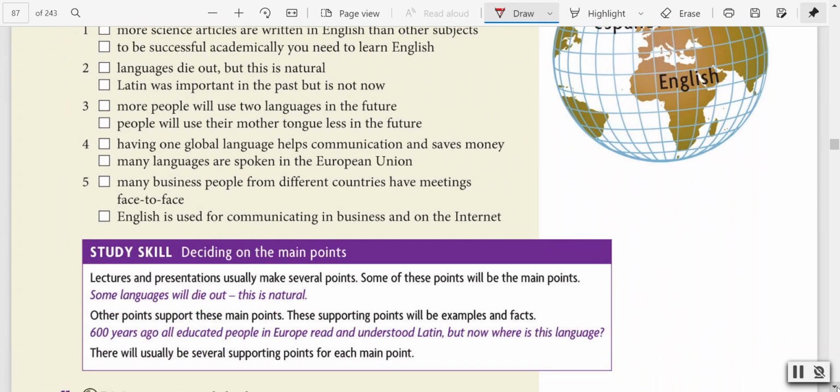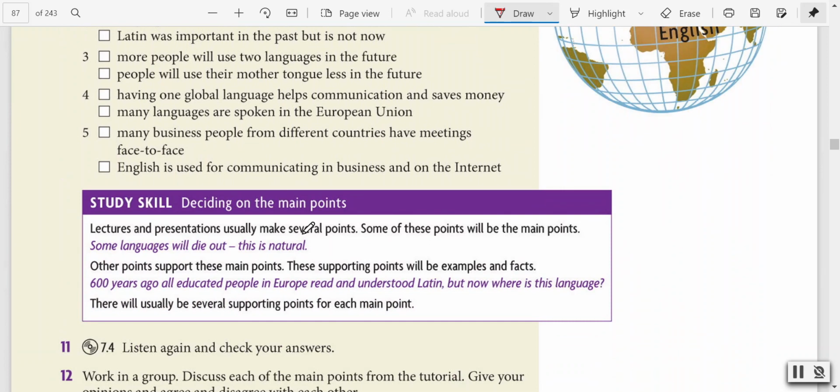Okay, in exercise number 10, before doing this, we have this study skill box about what? About deciding on the main points. Lectures and presentations usually make several points. Some of these points will be the main points.